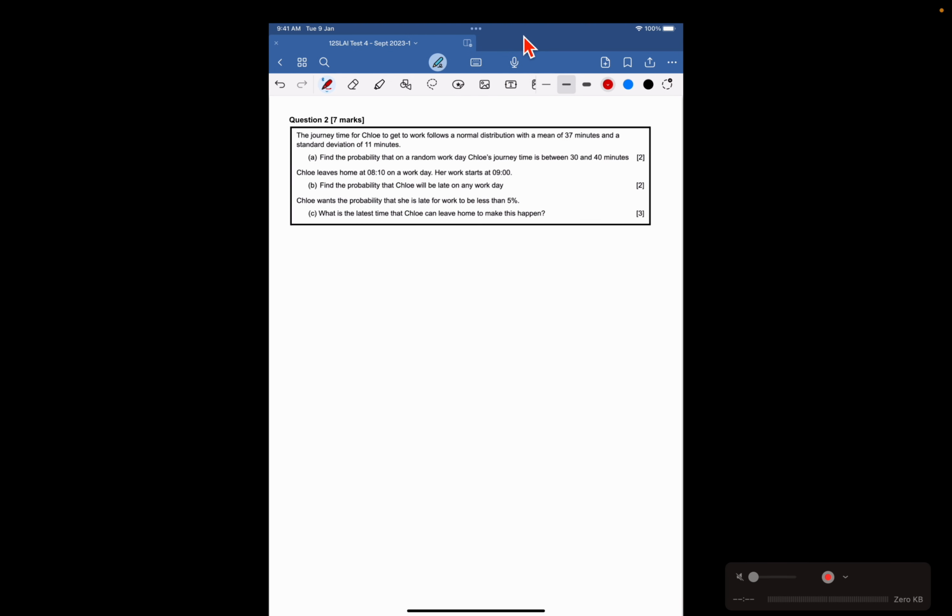Alright, question about a normal distribution. So we're not going to mess around with this. The journey time, so journey time is on the x-axis. Let's go ahead and draw a little graph. Journey time here. Let me just get rid of that. I think I'll have a pen instead.